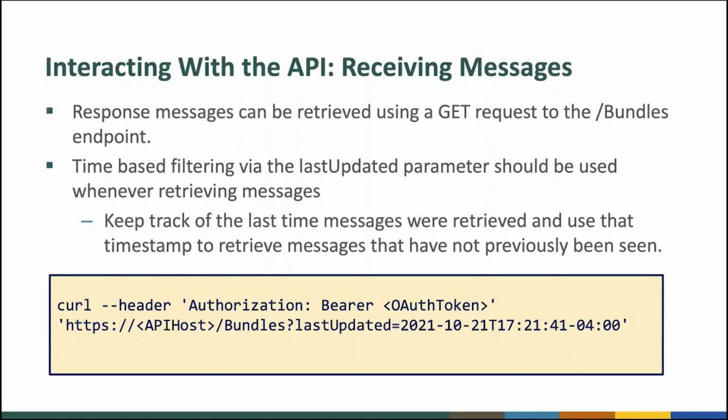And this request is even simpler than the post request. It's, again, demonstrated here using curl. All it needs is that authorization header containing the OAuth bearer token. And then here it's just a GET request to that bundles endpoint with the last updated string with the date time information.